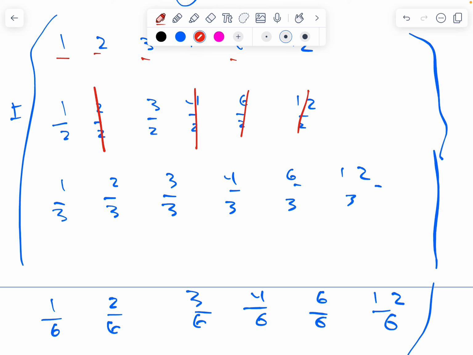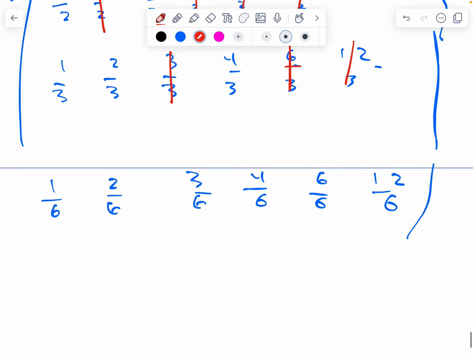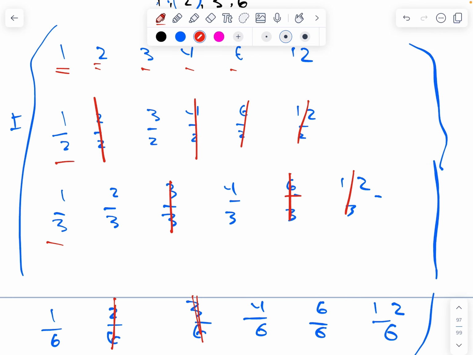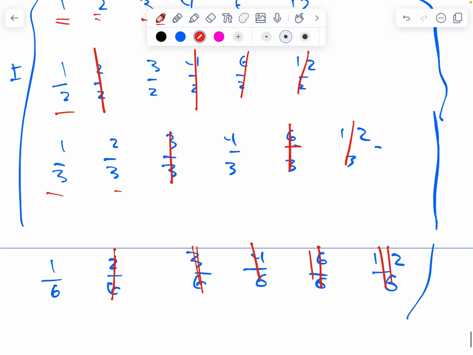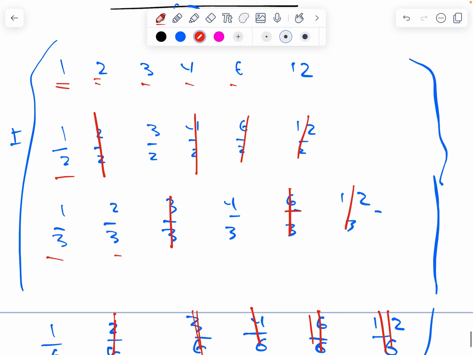3 over 3, that's the same thing as 1. 4 thirds, 6 thirds, well, that's the same thing as 2. And 12 thirds, that's the same thing as 4. Over here, 1/6, 2/6 is the same thing as 1/3. 3/6 is the same thing as 1/2. 4/6 is the same thing as 2/3. 6/6 is the same as 1. 12/6 same thing as 2. And so now what's left are our unique possible rational roots.